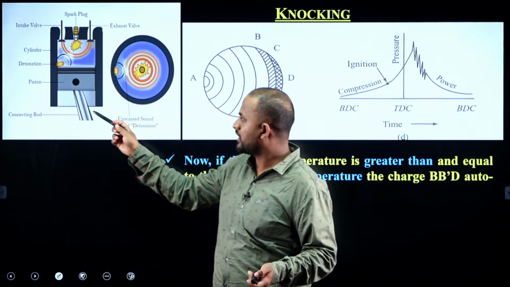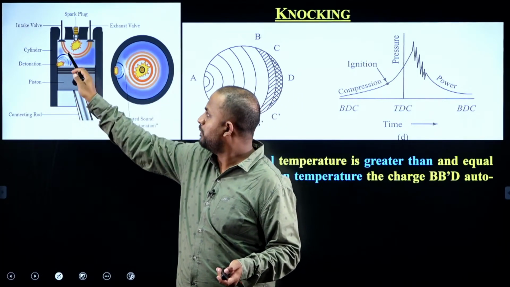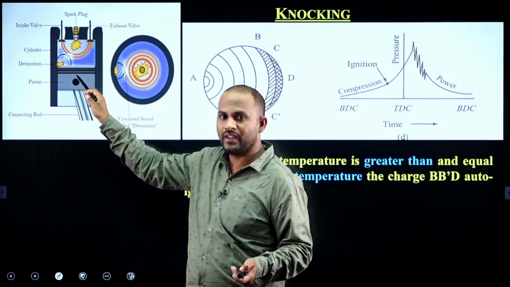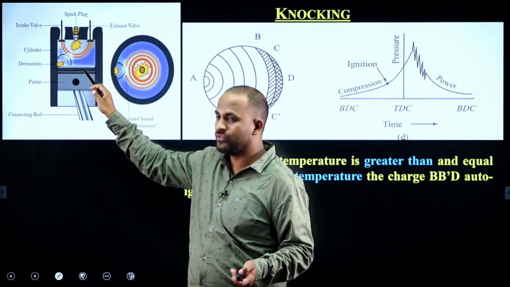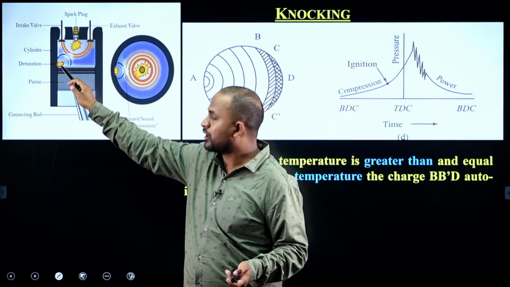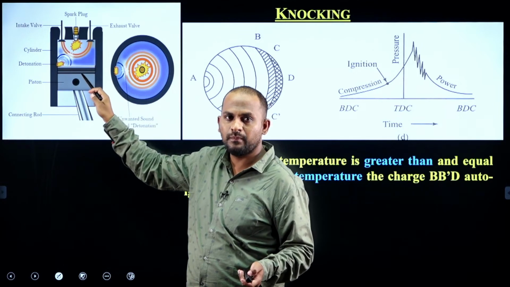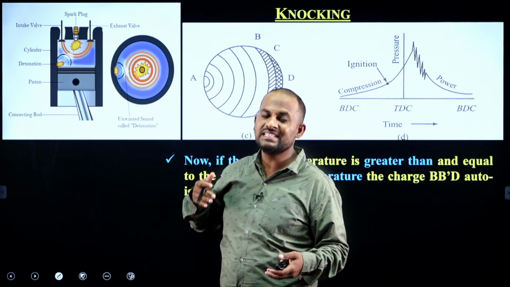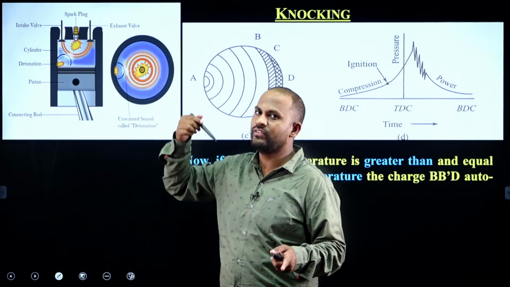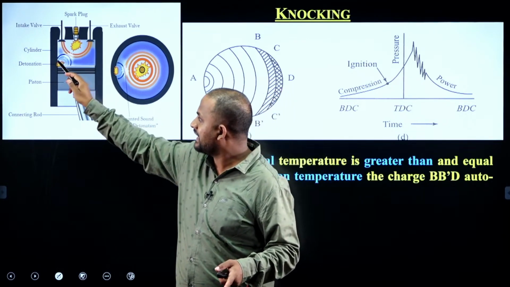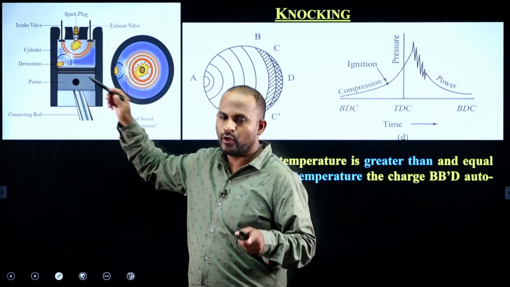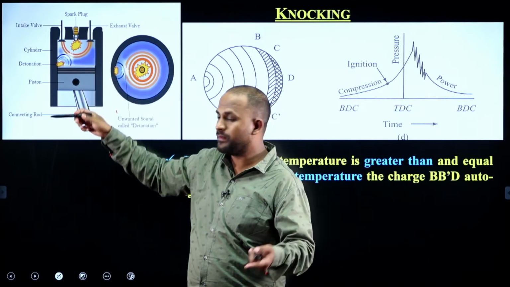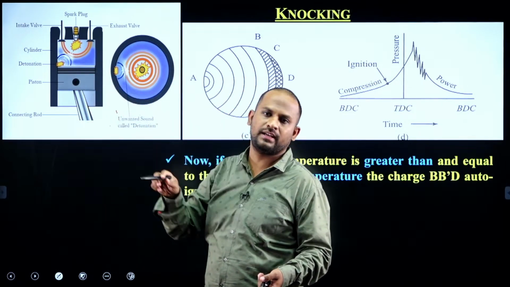here in this figure you can see the flame is propagating from the spark plug towards the other end of the combustion chamber. Because of this flame propagation, the corner particles, the other end particles, will feel a compression force, and because of that they will reach their self ignition temperature. When the self ignition temperature has been reached, it will create a secondary flame here. The primary flame is created with the help of the spark plug, and the secondary flame is created because of the auto ignition of the particles, right?